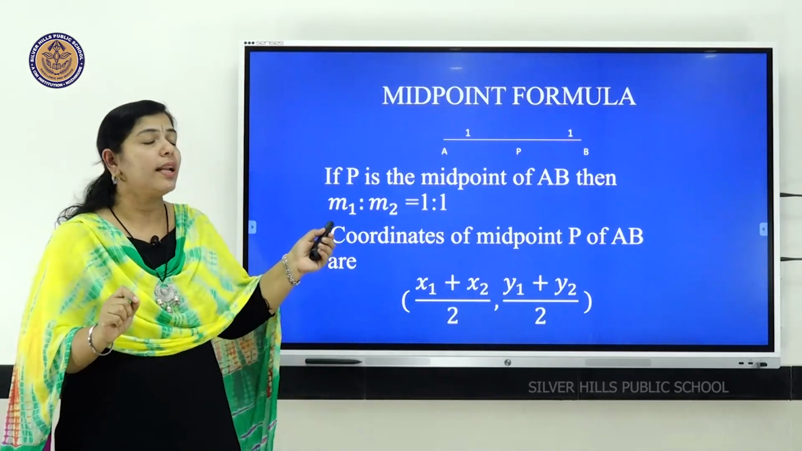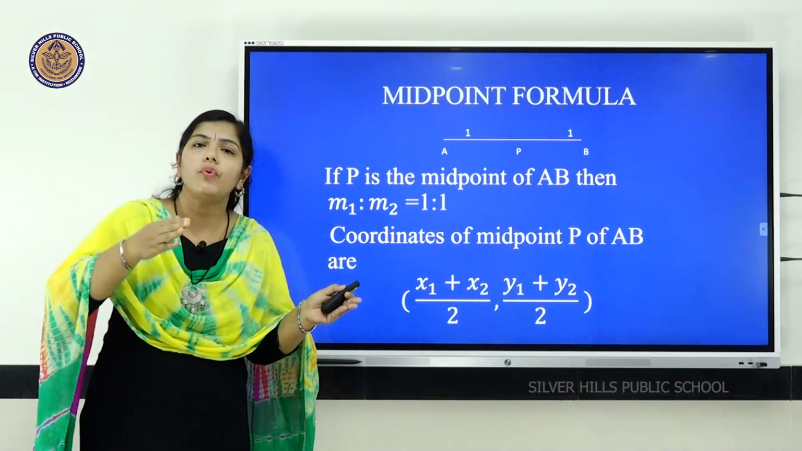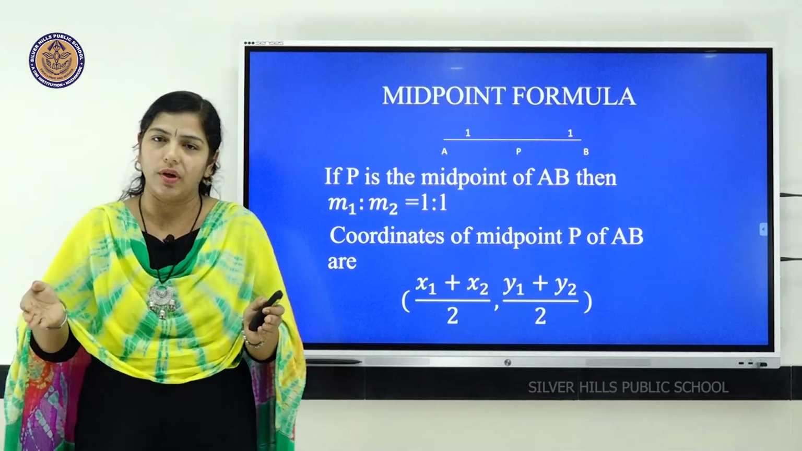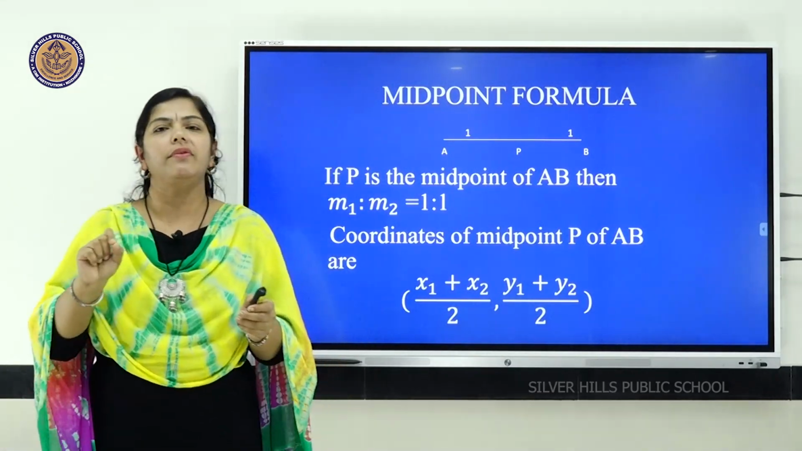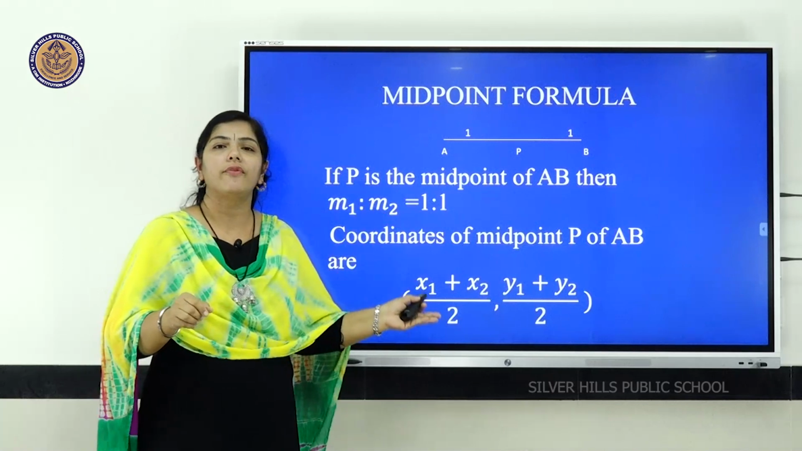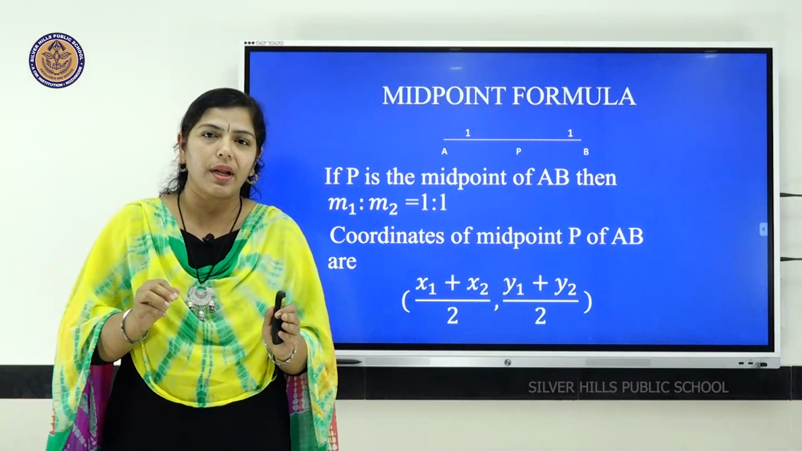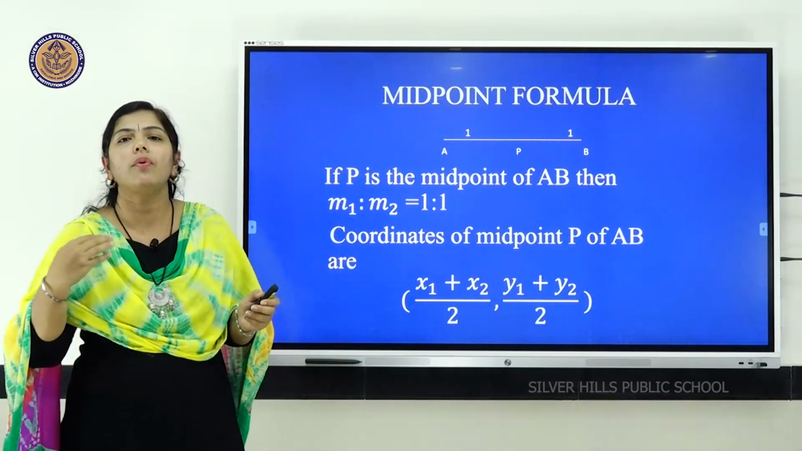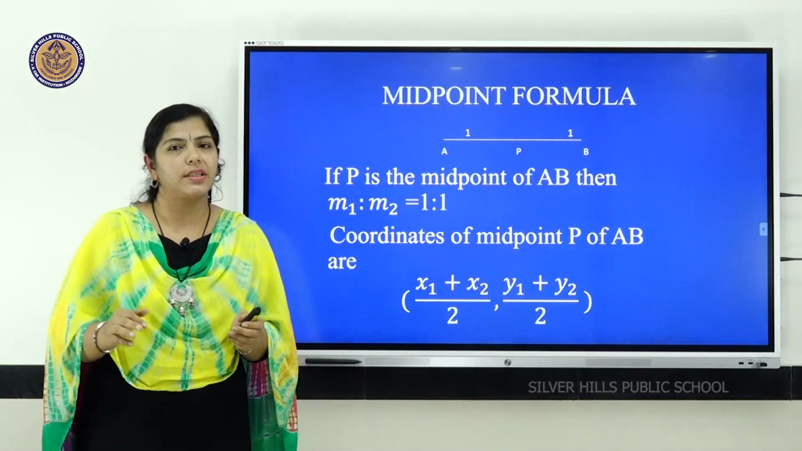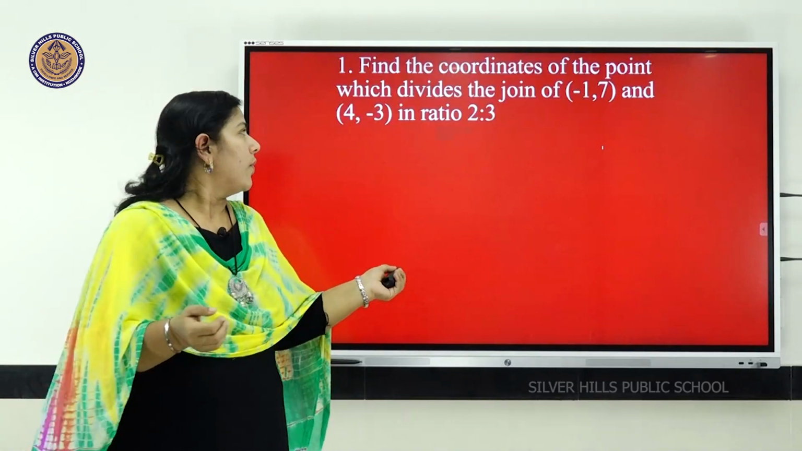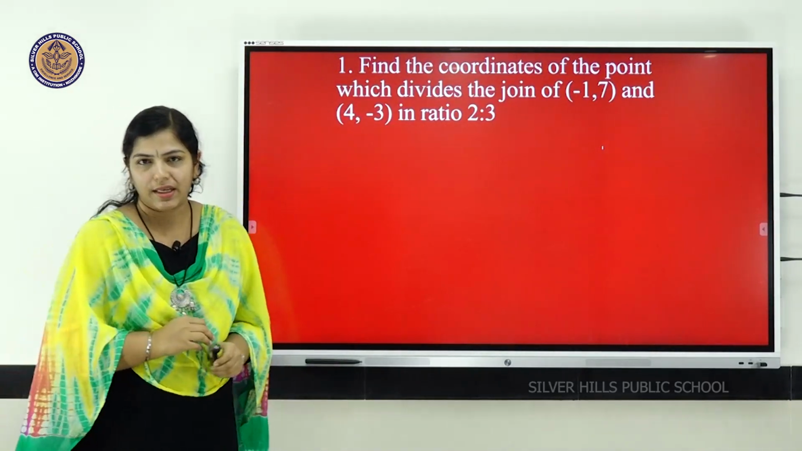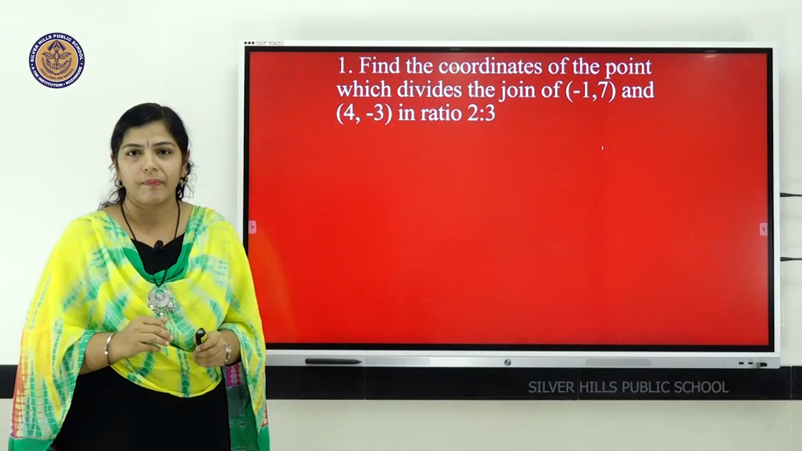This is known as the midpoint formula. That is, if a line or line segment is divided into 2 equal parts in the same ratio, then to find the point of division, we use the midpoint formula. So, section formula and midpoint formula, how it is used, how it is applied in different situations, we can see. Okay, consider one question based on the section formula.